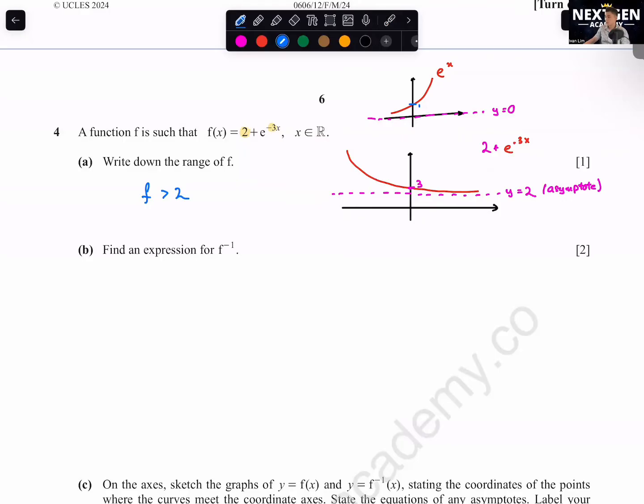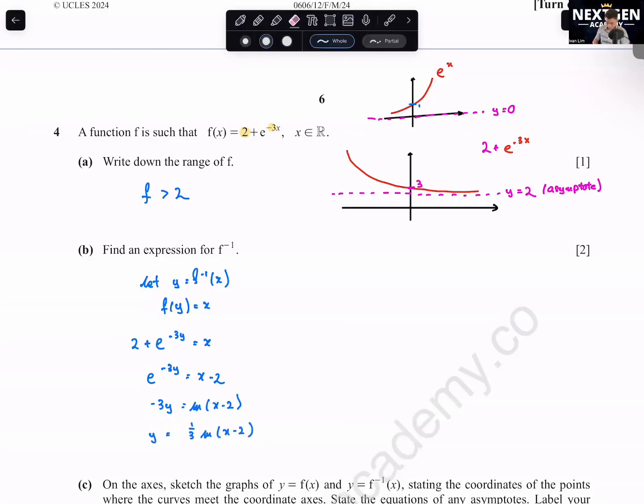Next one. Find an expression for f inverse. We're going to use the same method I always teach. Let y equal f inverse x, so f(y) equals x. So 2 plus e to the power of negative 3y equals x, e to the power of negative 3y equals x minus 2. I want to inverse my e. You'll get negative 3y equals ln(x minus 2). We divide by negative 3. You'll get y equals negative 1 over 3 ln(x minus 2). Just rewrite it one more time by replacing the y with f inverse x.